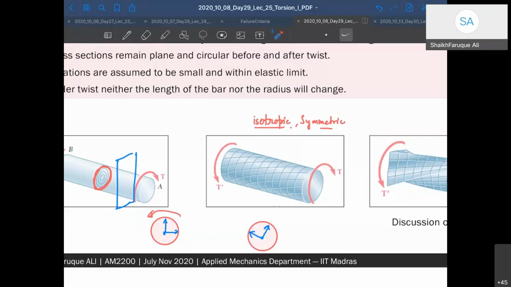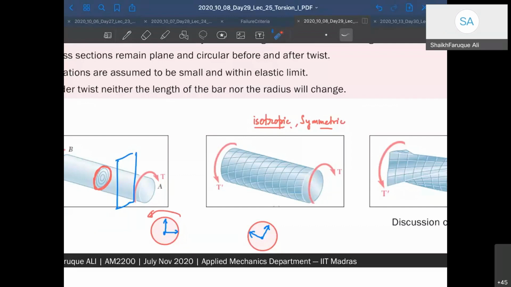So if a perpendicular line doesn't remain perpendicular, then all the perpendicular lines will not remain perpendicular, and therefore you will see a void being created, right? And that is not proper, or not according to the continuum. So the continuum has to be maintained, and therefore all perpendicular lines will remain perpendicular, but they will rotate. Definitely they will rotate because of the twist.